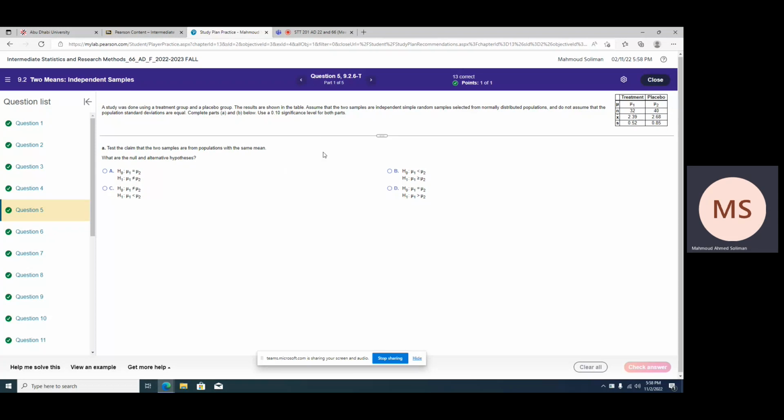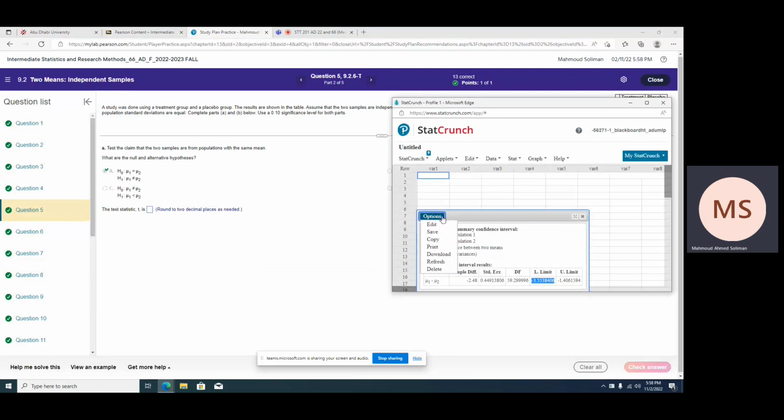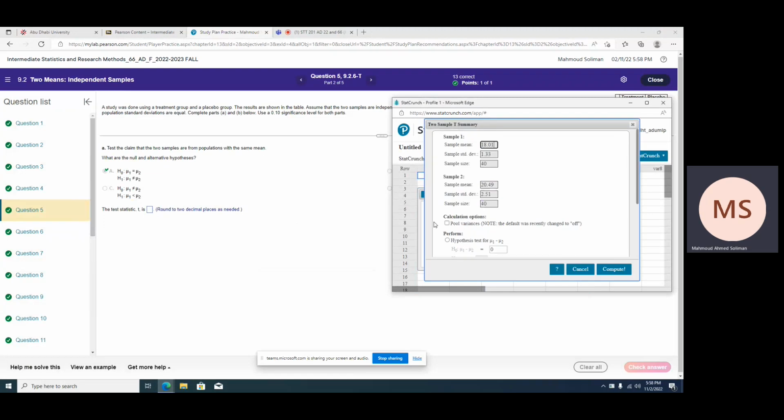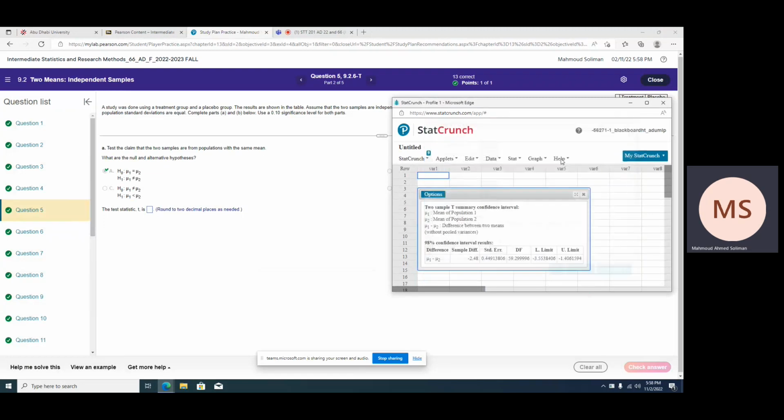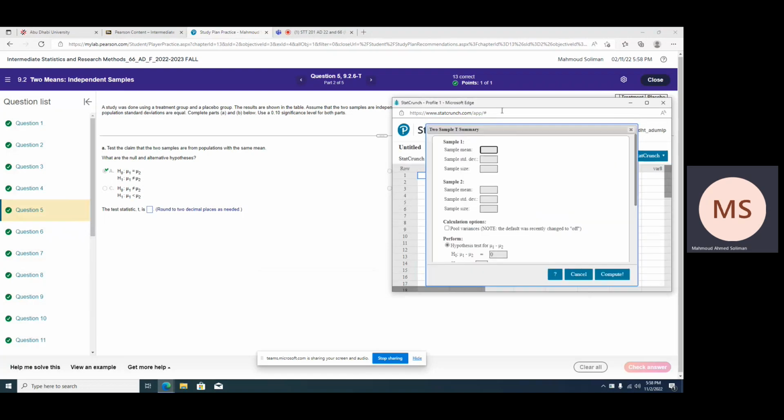So here we have another one. We need to test the claim that the 2 samples are from the same mean. So H1 is that they're not equal. They're not from the same mean. So for the test statistic, we go to edit. No, it actually closed. We'll open a new one. T-stat, 2 samples, summary. Yes.